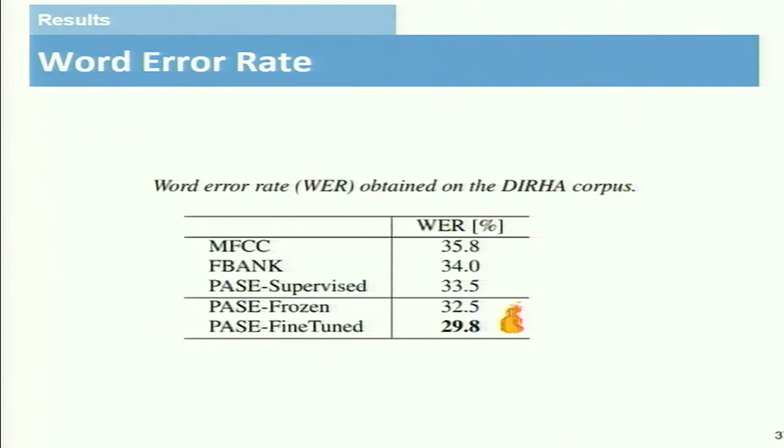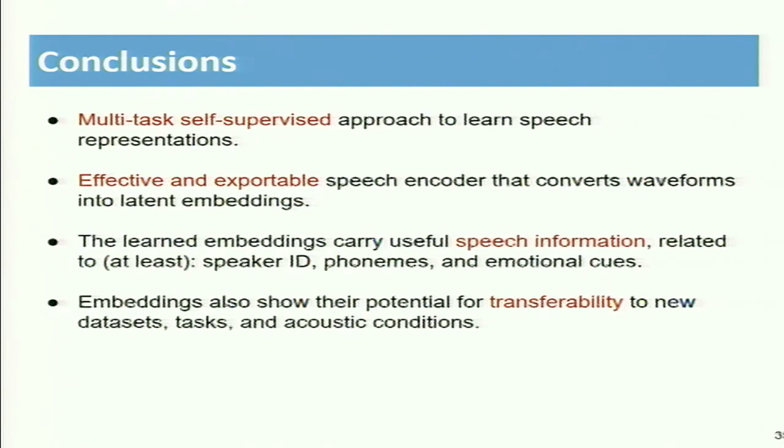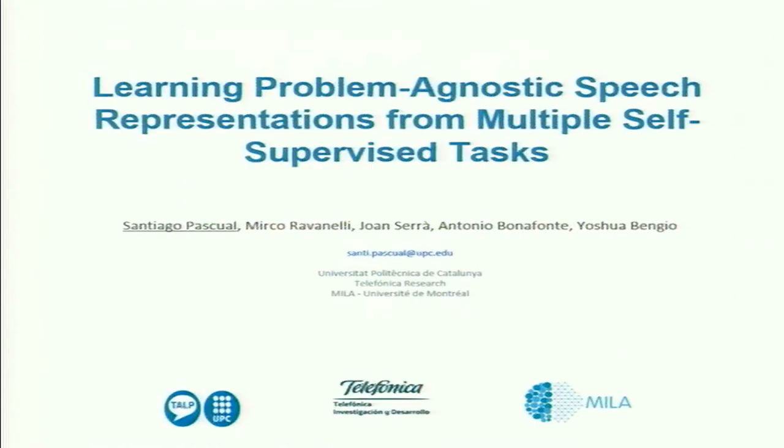So to conclude, we've seen a multitask self-supervised approach that learns speech representations, an effective and exportable speech encoder that converts speech waveforms into latent embeddings, and the learned embeddings carry useful speech information related at least to speaker identity, phoneme identity, and emotional cues. And the embeddings also show their potential for transferability to new datasets, tasks, and acoustic conditions. And just for you to know, the code and the pre-trained models are all available on GitHub. Yeah, so thank you.